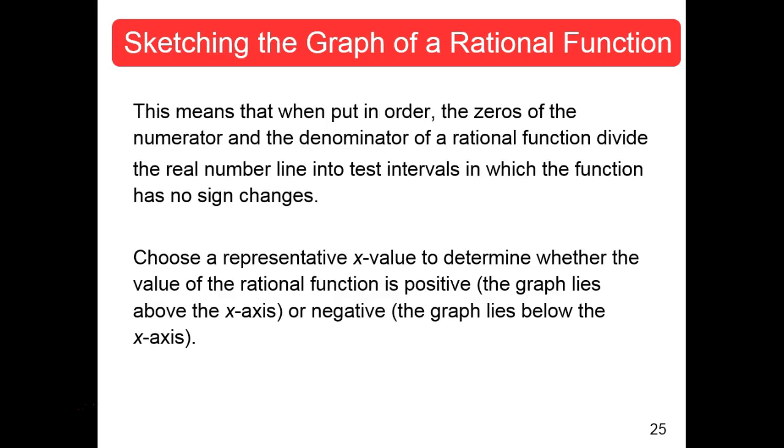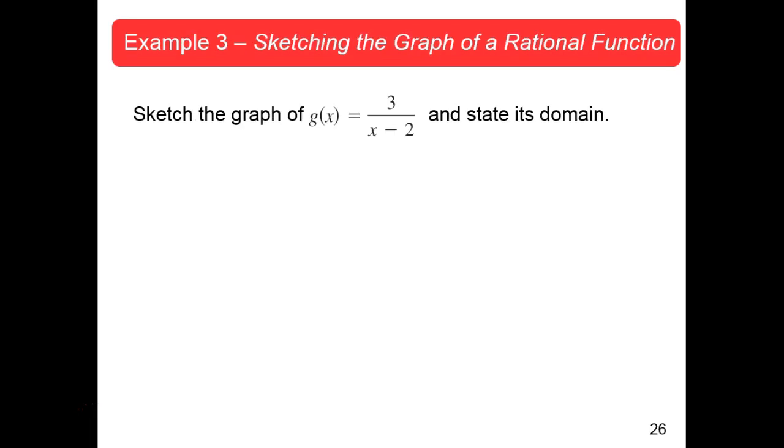That means that you put the zeros of your numerator and the zeros of the denominator in order. Zeros of the denominator are going to be vertical asymptotes unless they divide out. Zeros of the numerator are going to be your x-intercepts. Then that divides the real number line into test intervals in which the function has no sign changes. So if you find a point there, you know it's not going to cross again. Choose a representative x value to determine whether the value of the rational function is positive or negative. Plot those points, and you'll have enough to fill in your graph.